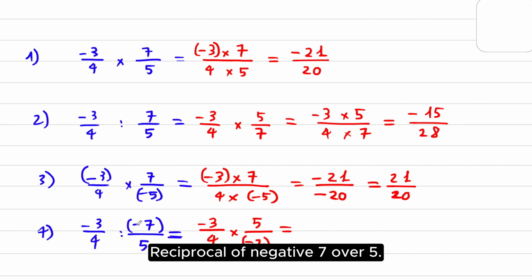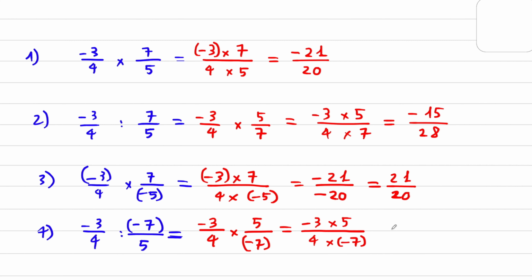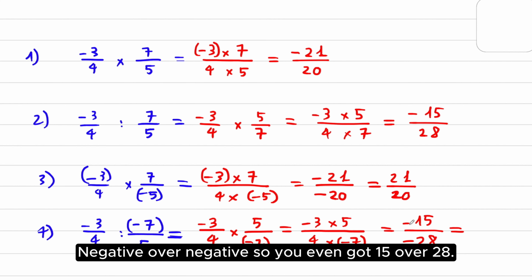Okay, the next thing, minus 3 over 4 multiply 5 over negative 7. The reciprocal of negative 7 over 5. Okay, so minus 3 times 5 and 4 times minus 7. And for this one, you get minus 15 and minus 28. Negative over negative. So you will get 15 over 28. 15 over 28.